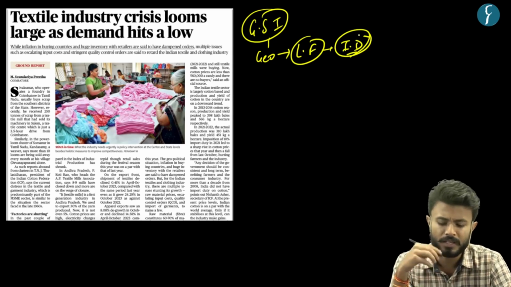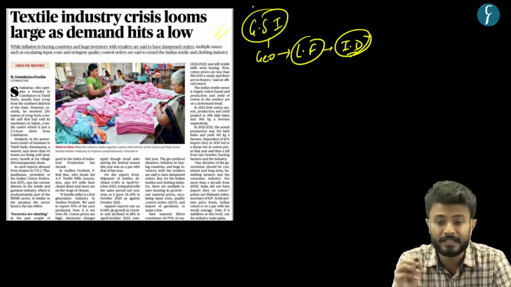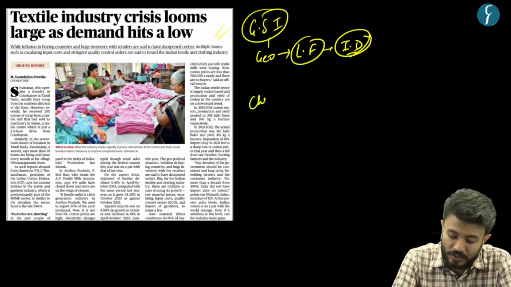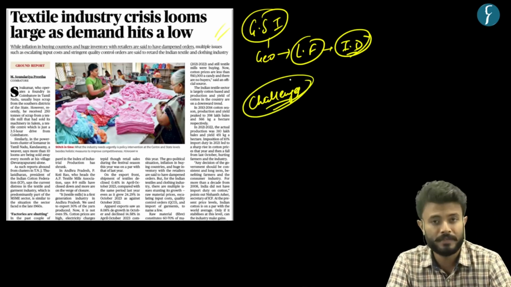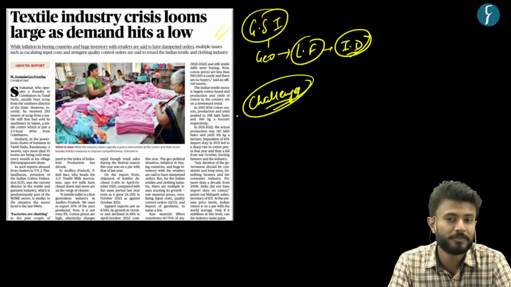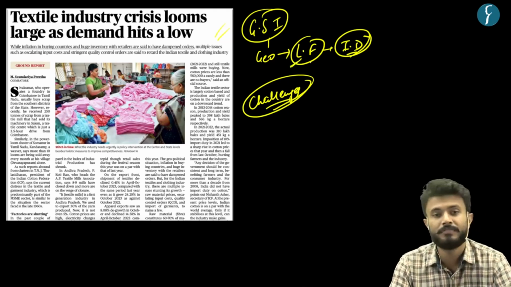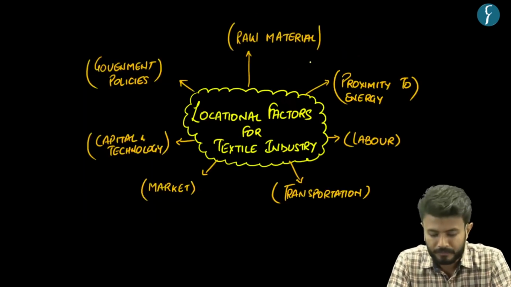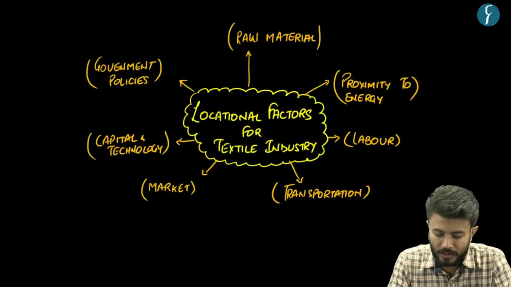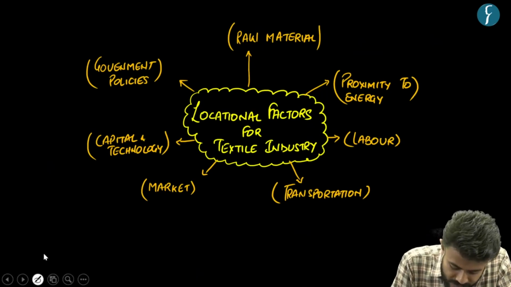Okay, the context in which this article has come in the newspaper is the recent challenges or the issues which are faced by the textile industry of India. So we will be covering that aspect also, because obviously it has come in the newspaper, so we have to cover it. But before it, we will also cover the locational factors, right? So let us see what are the important locational factors for the textile industries.